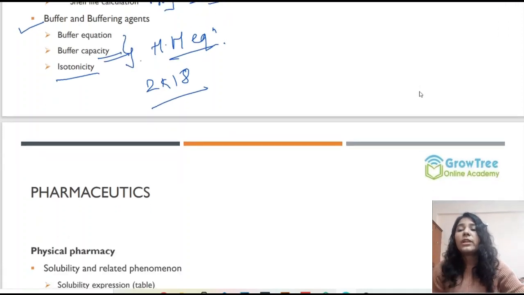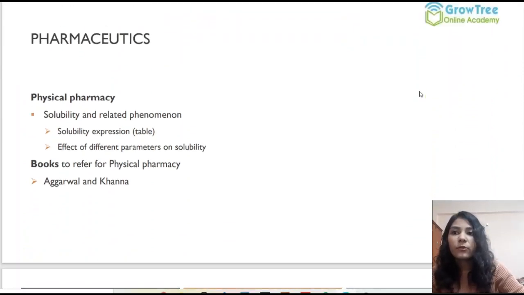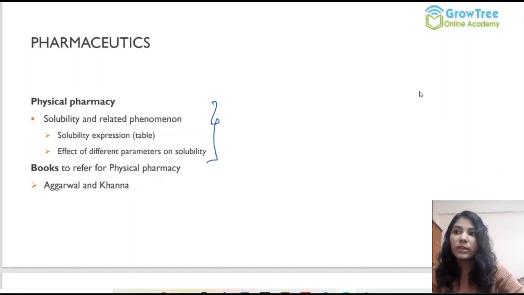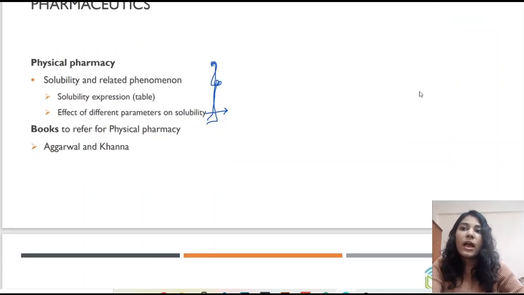Then there is solubility and related phenomena. The question in 2K18 was asked from this, and the question was about the effect of electrolyte concentration on the solubility. There is a solubility expression table; you can go through it once. Questions are generally asked from these topics only, and you need not cover the rest of the topics. Rest everything depends on how much time you have.